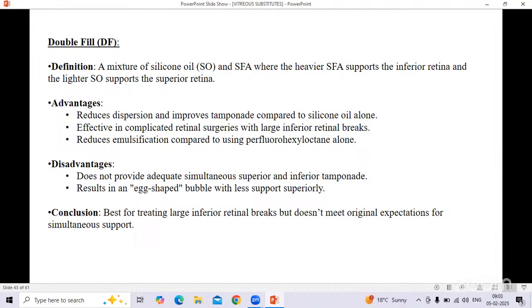So advantages, it reduces the dispersion and improves tamponade compared to silicone oil alone, effective in complicated retinal surgeries with large inferior retinal breaks, and it reduces emulsification compared to using perfluorohexyloctane alone. Disadvantages, it does not provide adequate simultaneous superior and inferior tamponade, and it results in an egg-shaped bubble with less support superiorly. So the conclusion is these are best for treating large inferior retinal breaks, but don't meet the original expectations for simultaneous support.